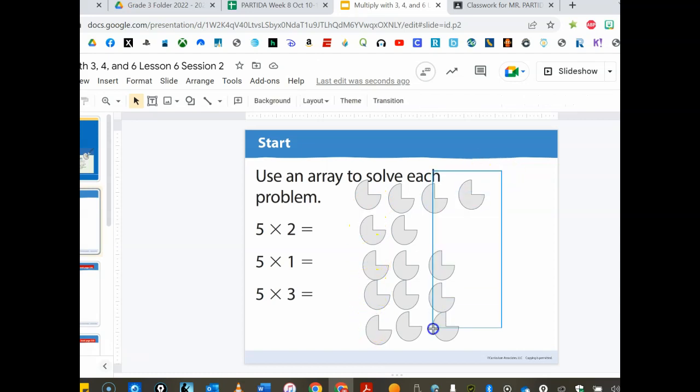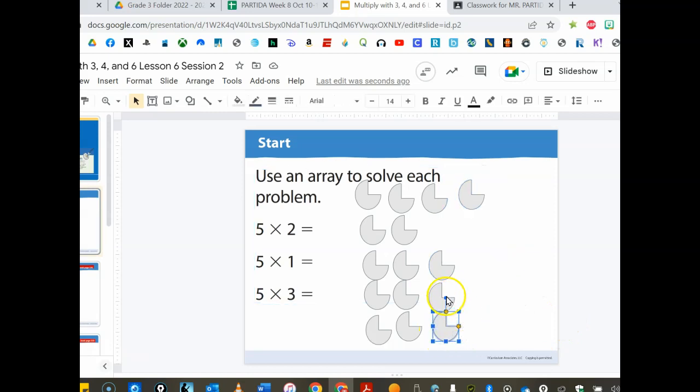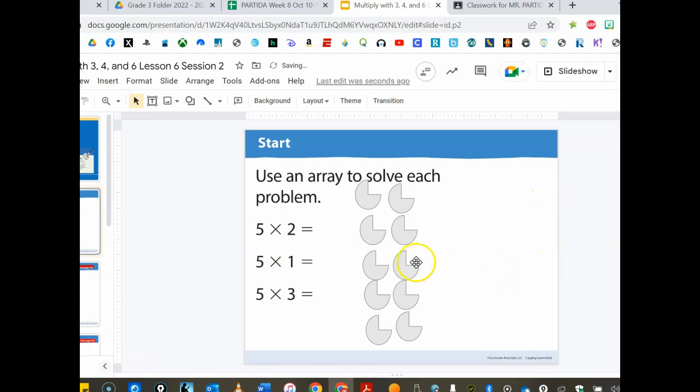So I don't need that one. I don't need this one. I don't need this one. And I don't need this one. Or this one. Right? So 5 rows with 2 each. What's that? 10. 10, right?